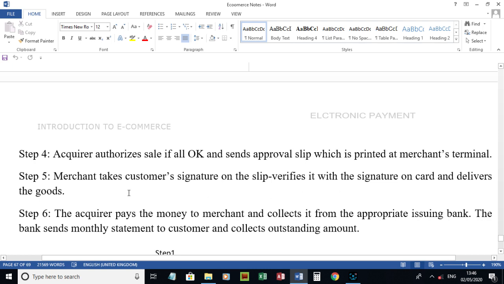Step 5: the merchant takes the customer's signature on the slip, verifies it with the signature on the card, and delivers the goods. Some organizations now have you sign on a device, and the amount is compared with the signature on your card or on the screen.